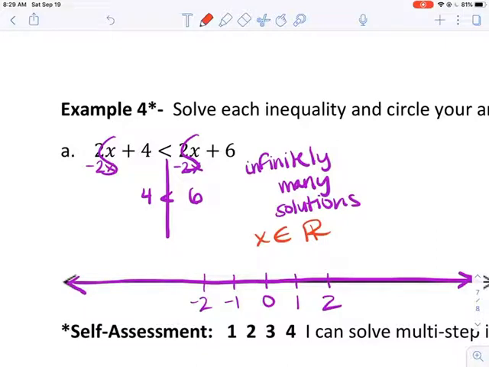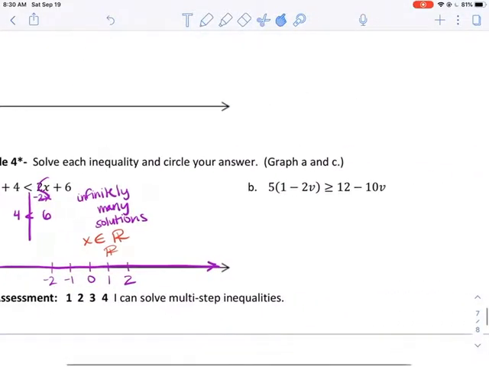You could also just use this funky little R symbol. You could be like, what's the answer? Every single real number that there is. And we're actually going to talk about real numbers in our next unit. So that's a nice little preview. Okay, let's look at B.